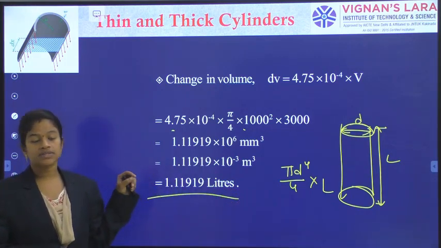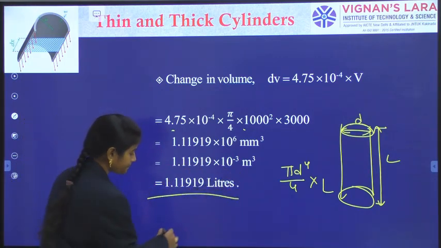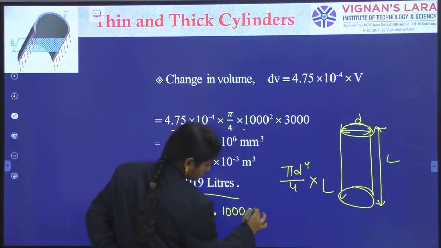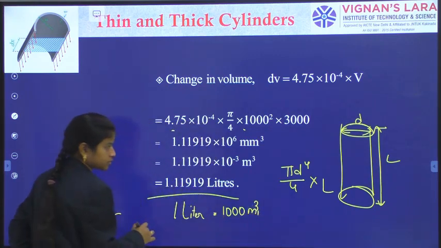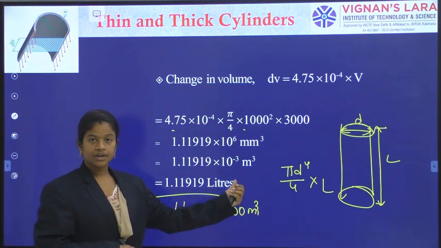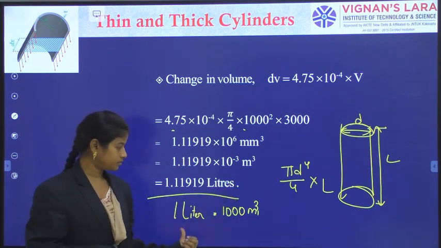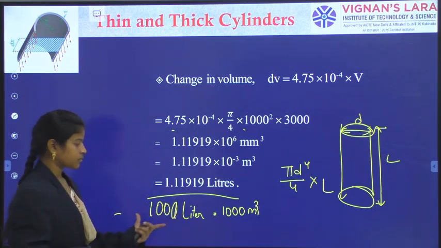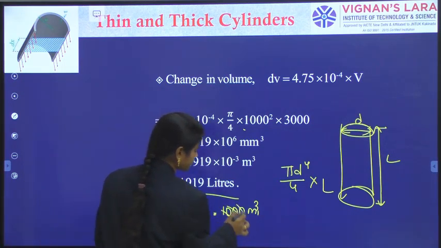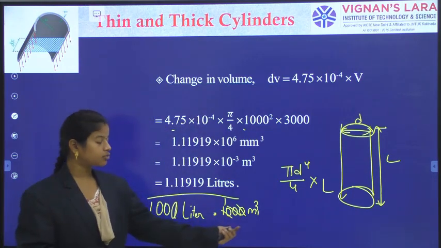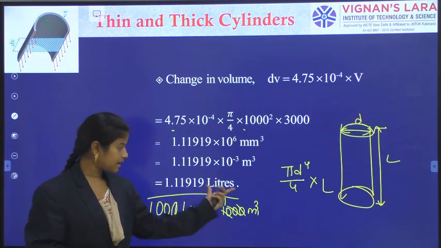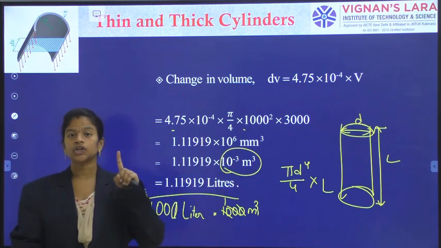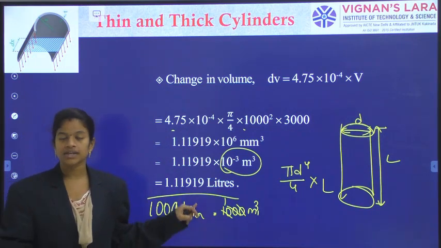1 liter is equal to 1/1000 meter cube. That's why. So 1 liter, and this 1/1000 meter cube is equal to 1 liter. So 1000 liters is equal to 1 meter cube, and 1 liter is equal to 1/1000 meter cube. So 1 liter I have converted into 1/1000 meter cube. So 1000 liters is equal to 1 meter cube. That's why this is the conversion.